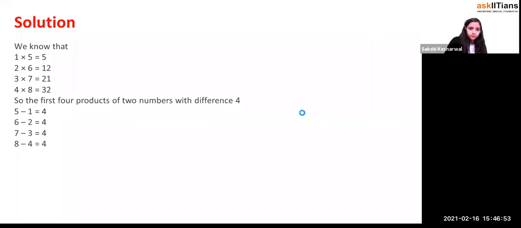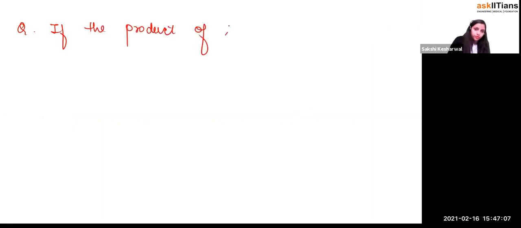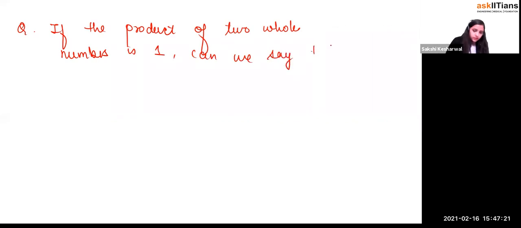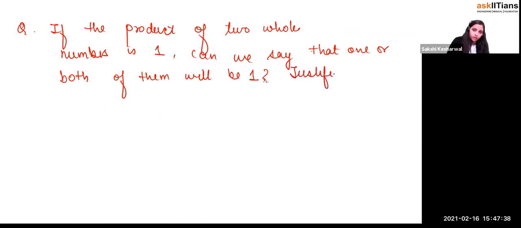Now I'll ask you one more question. Uh-oh, I did it on the wrong slide. Okay, I'll give you one more question. It says that if the product of two whole numbers is 1, can we say that one or both of them will be 1? Justify through example.